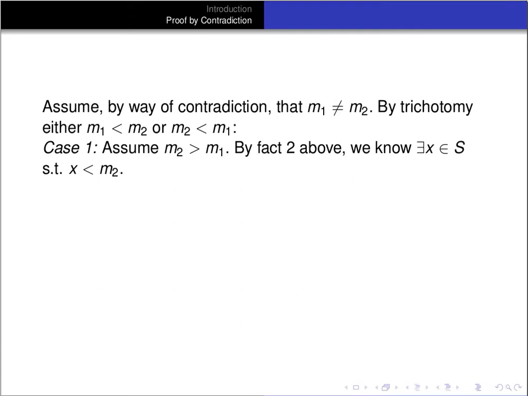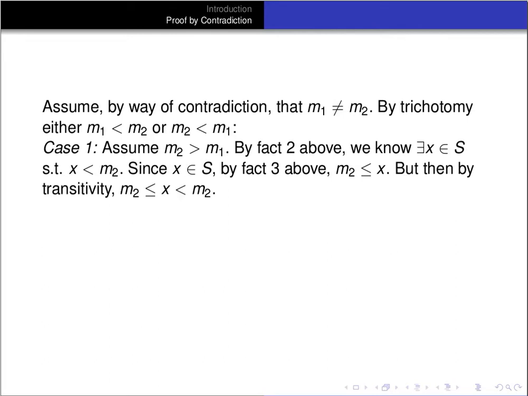Now, on the other hand, we know that M2 is a lower bound of S. So since X is in S, M2 is less than or equal to X. But that gives us a contradiction because by transitivity, now we have M2 is less than or equal to X, which is less than M2. Okay, so that's a contradiction. That means we can't have M2 greater than M1.